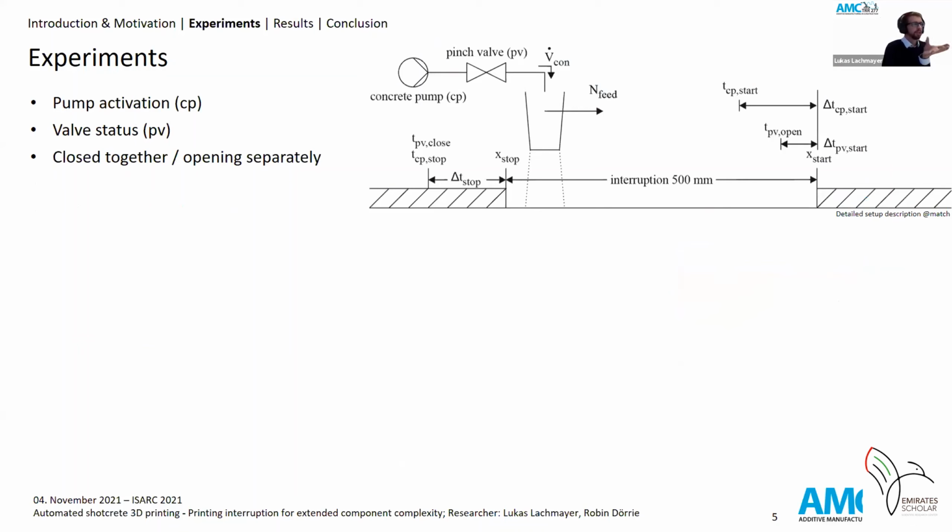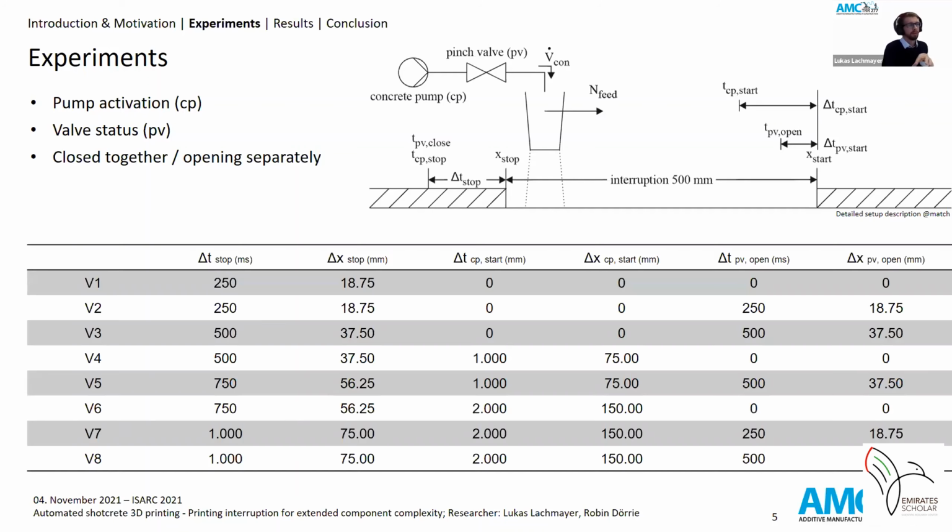On this picture we have a small scheme of how we conducted our experiments. We have X stop, the stop point where we want to interrupt the material application, and X start. We then added delta T's to perform the closing of the pinch valve and the shutdown of the pump prior to the desired stop point. And prior to X start, we are reopening the valve and reactivating the pump to compensate for the system inertia.